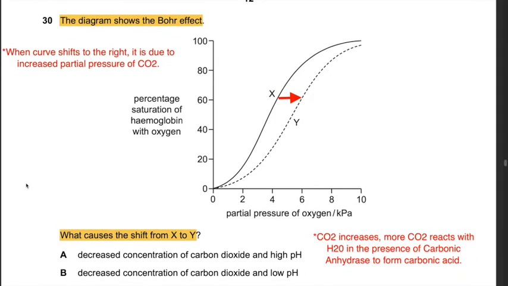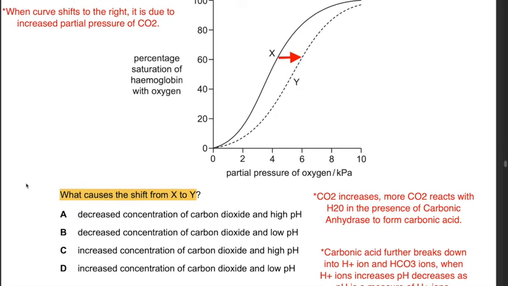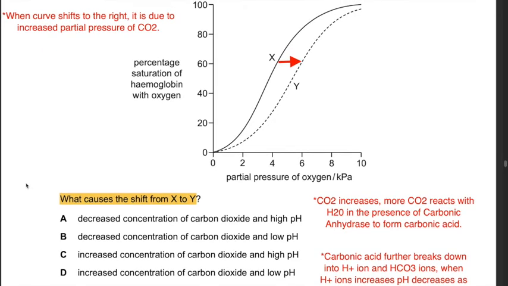Question 30. The diagram shows the Bohr effect. What causes the shift from X to Y? When the curve shifts to the right, it is due to increased partial pressure of carbon dioxide. And since they are asking from X to Y, the curve shifts to the right. Therefore, if you look at the options, only option C and D talk about increased concentration of carbon dioxide. Therefore, the answer must be either C or D.